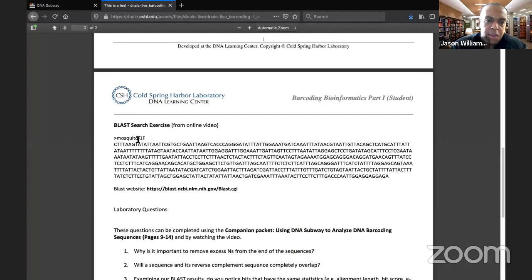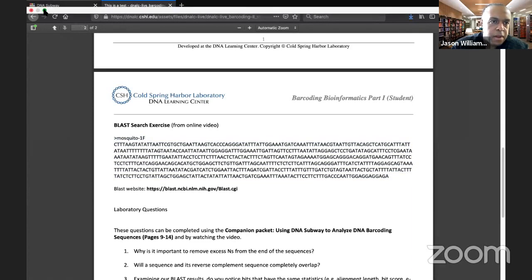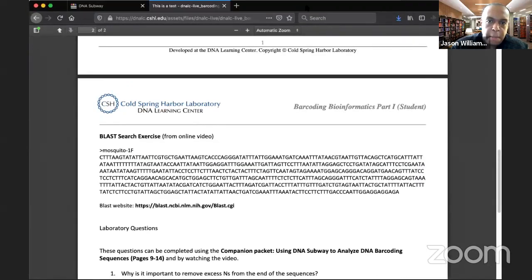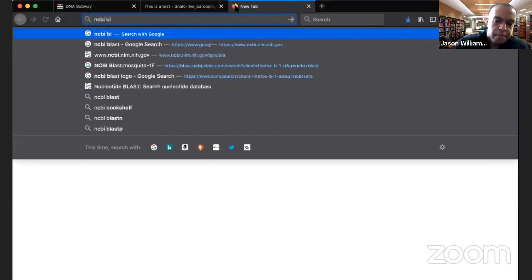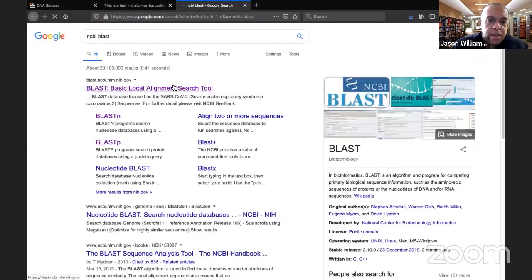Okay, so here's a mosquito sequence. You can even copy not just the DNA, it doesn't matter all that much, but I don't want to copy all that other junk. I want to copy that DNA sequence. So I'm just going to copy that to the clipboard. And this is not really a link, so I'm just going to go ahead and Google NCBI BLAST. Okay, and I'm at the BLAST. And you can click on usually the first hit.